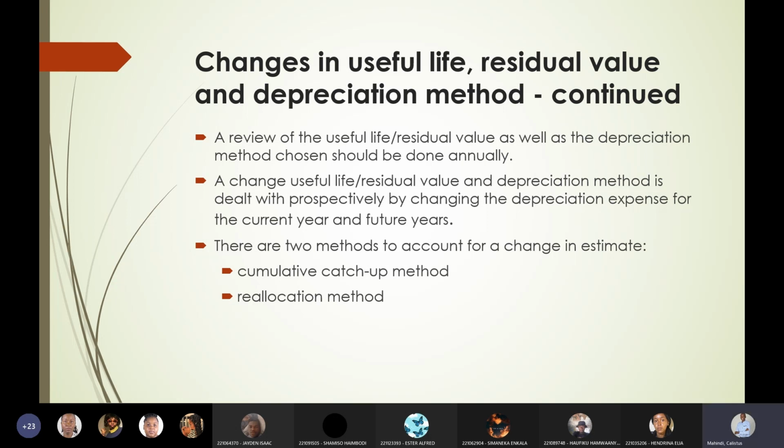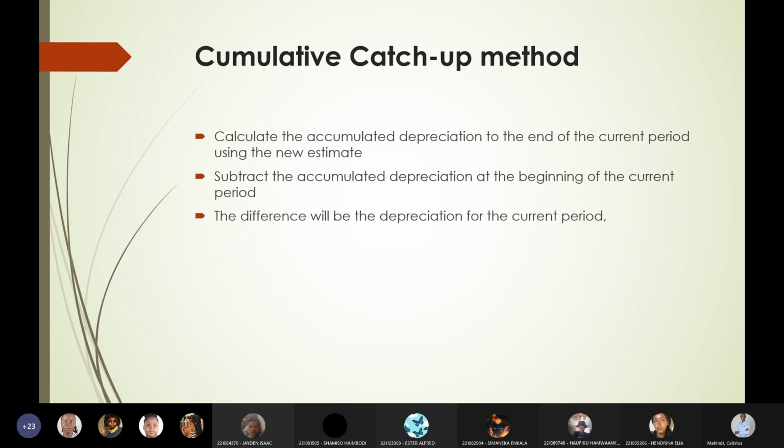And to account for a change in estimate, you can either use the cumulative catch-up method or you can use the reallocation method. Those are the two methods that you may use to account for the change in estimate. So the first method that we're going to look at is the cumulative catch-up method.